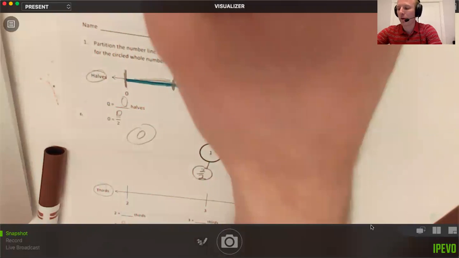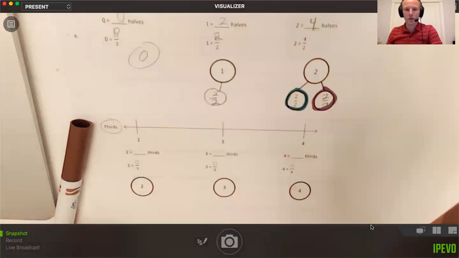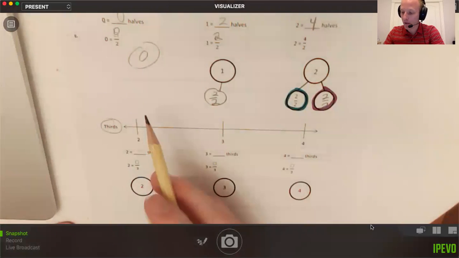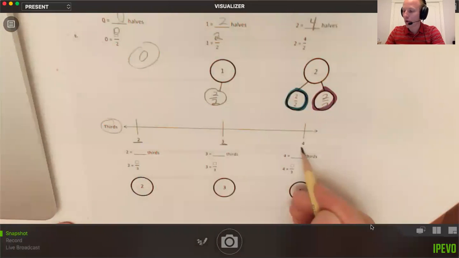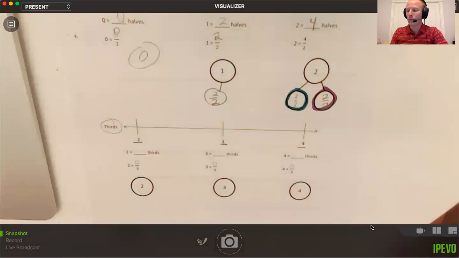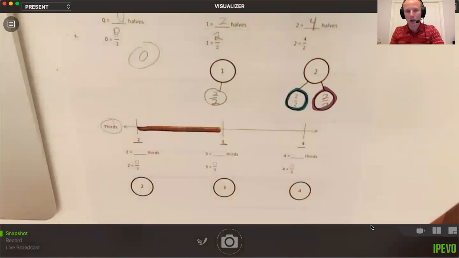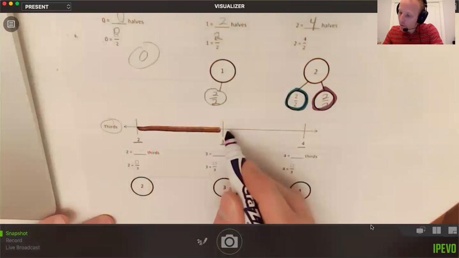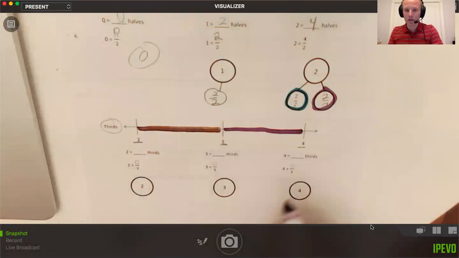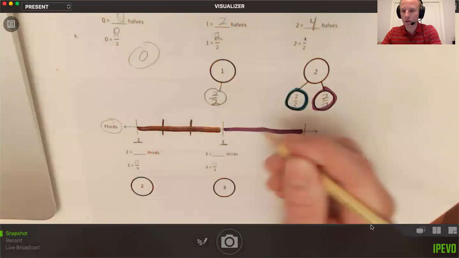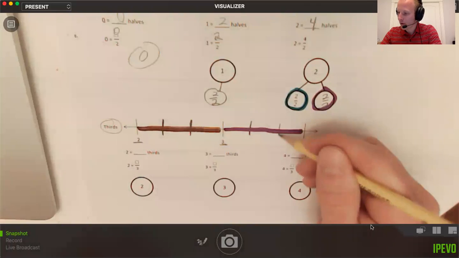Okay, let's work on thirds here. So again, notice I'm starting at 2 wholes here. It's always important to check your whole numbers. We don't always start at 0. So between 2 and 3 is one color. Oh yeah, I think that's going to show up better for you guys. And between 3 and 4 is a different color. And I'm splitting each whole into thirds. So split that whole into thirds and split that whole into thirds.